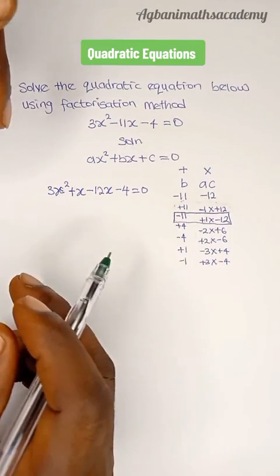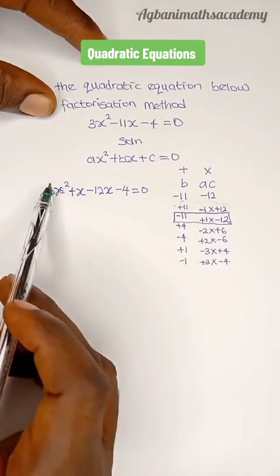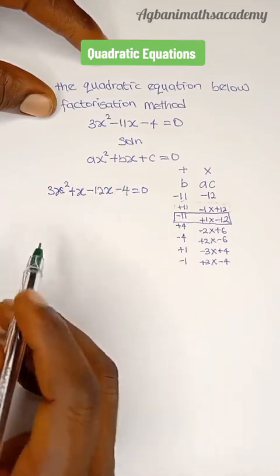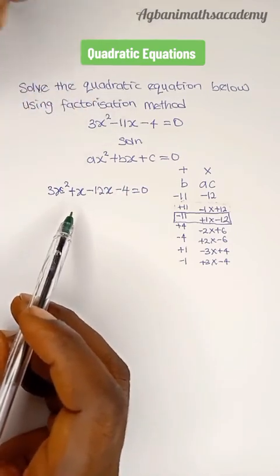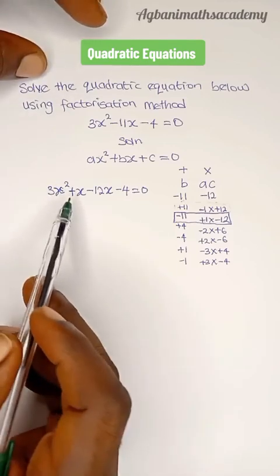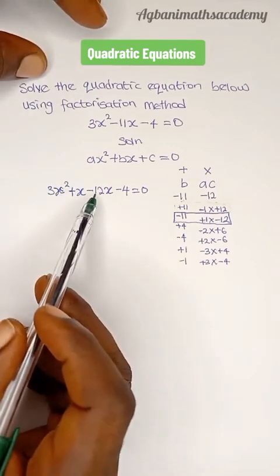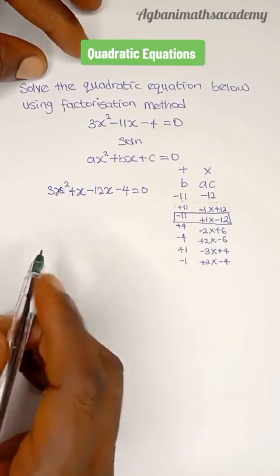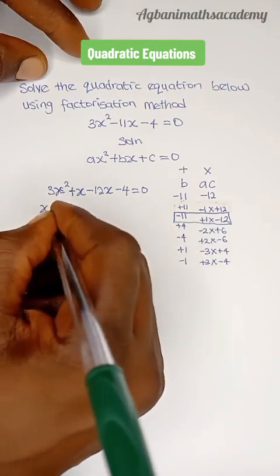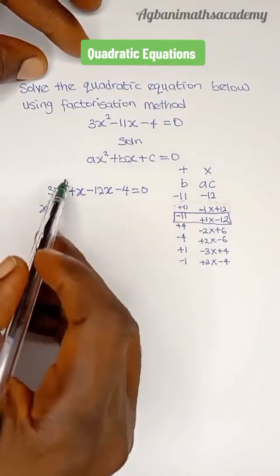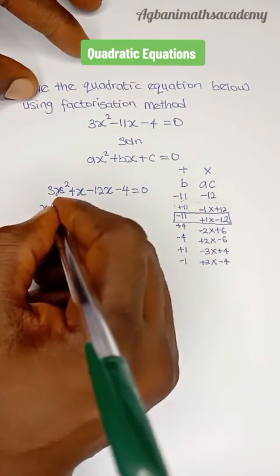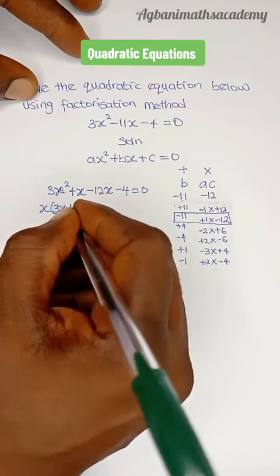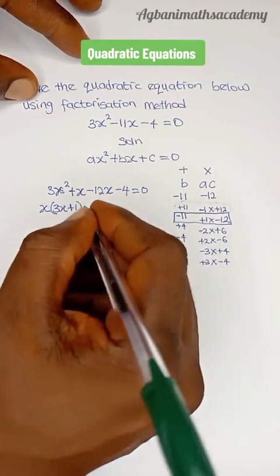The next thing we are going to do is apply factorization by grouping. This means this first two will be factorized together and this second two will be factorized together. So we are going to pick out what is common between 3x squared and x. Also, we are going to pick out what is common between minus 12x and minus 4. So what is common between 3x squared and x? What is common there is x. So we bring it outside the bracket. We open the bracket. 3x squared divided by x will give us 3x. X divided by x will give us 1. We bring the minus sign down.